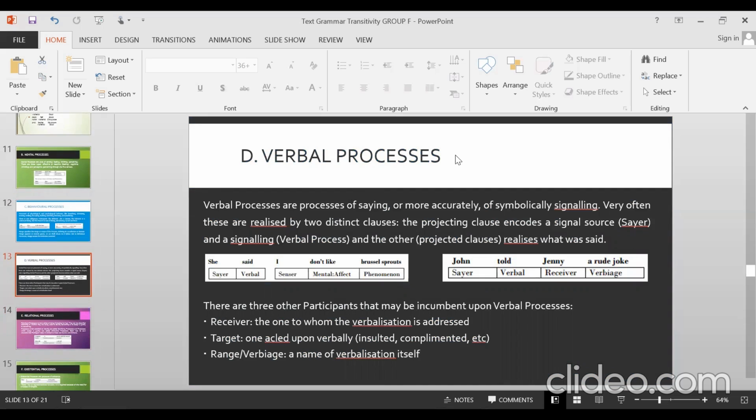And the next is about verbal processes. Verbal processes are processes of saying, or more accurately, of symbolic signaling. Very often, these are realized by two distinct clauses. The projecting clause encodes a signal source or sayer, and the signaling or verbal process, and the other projected clause realizes what was said. And this in the table is about the example. There are three participants that may be incumbent upon verbal process. The first receiver, the second target, and the third verbiage.